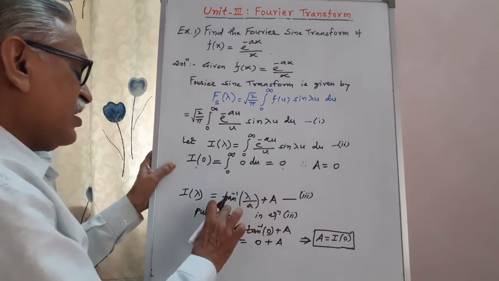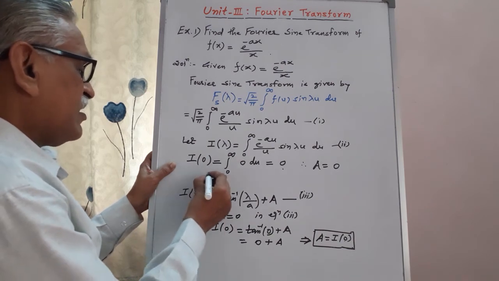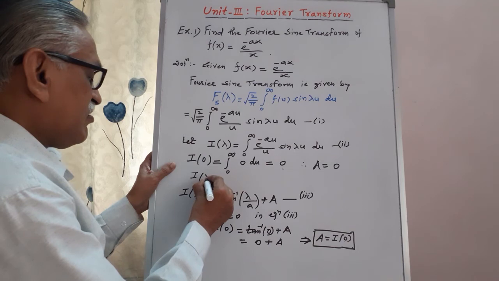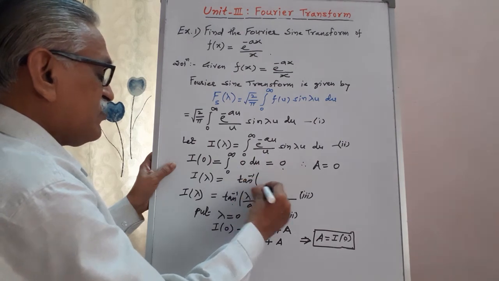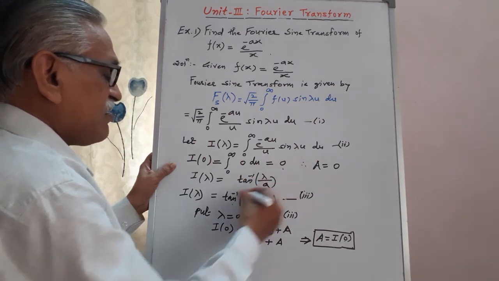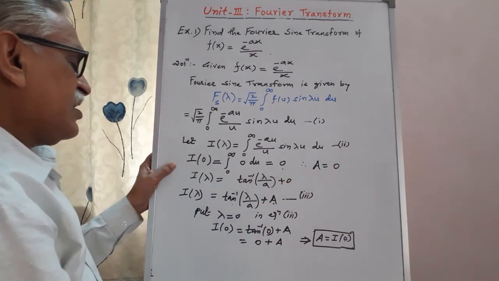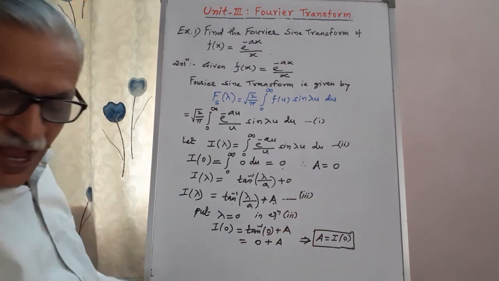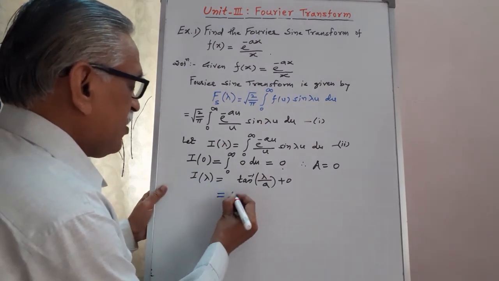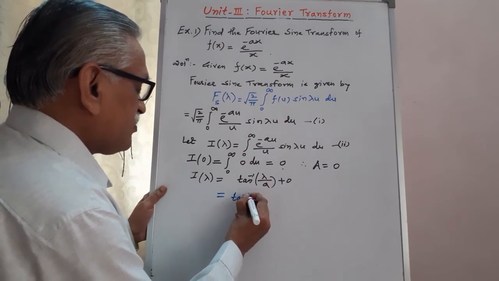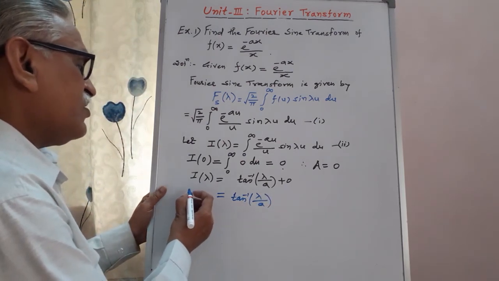Substituting that value in equation 3, that equation 3 becomes I of lambda is equals to tan inverse of lambda by a plus this A, the value of A is 0, therefore plus 0, and therefore we get that value as I of lambda is equals to tan inverse of lambda by a. This is the value of I of lambda.